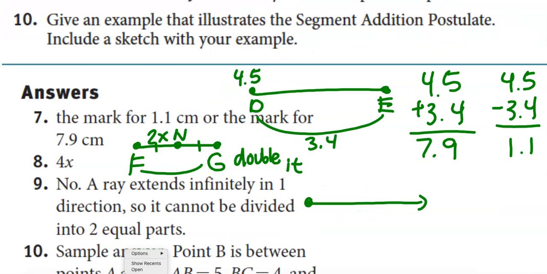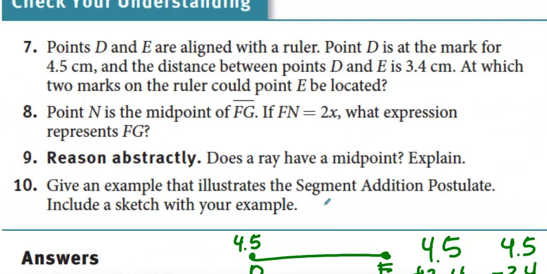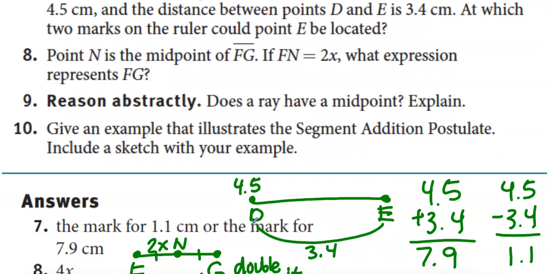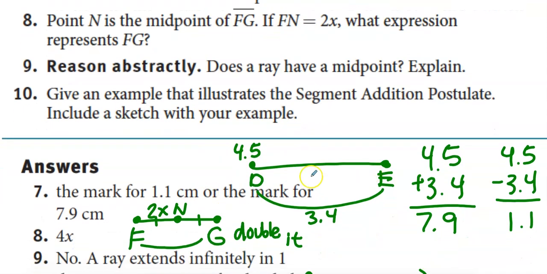All right, let's go over answers for 7. First off, I drew a picture to help us out. It says D and E are aligned with a ruler, so I drew a straight line DE. D is at the point 4.5 on the ruler, and the distance between D and E is 3.4. So I'm starting my ruler off at 4.5, and I know the distance is 3.4. I'm trying to figure out what point E is located at. Now it could be in the positive direction or it can be in the negative direction. So that's why there's two possible answers.